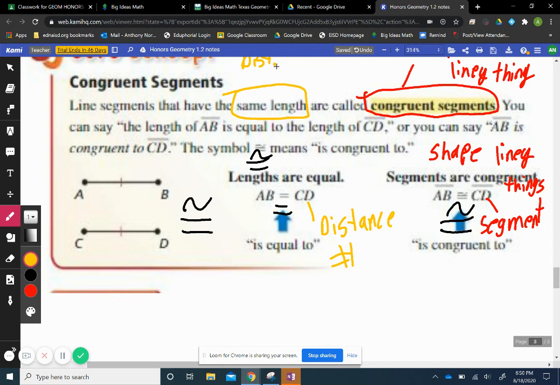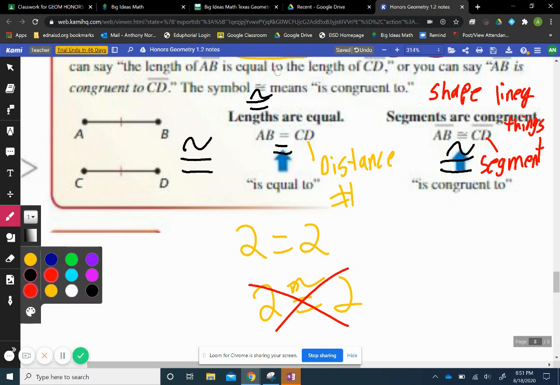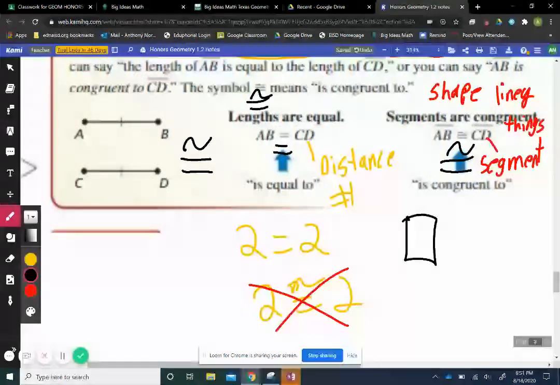Which means I can say 2 is equal to 2. I cannot say that 2 is congruent to 2, because congruent does not work with numbers. It works with shapes and images and figures and liney things. I can say this square is congruent to this square, because congruent describes shape and proportionality.